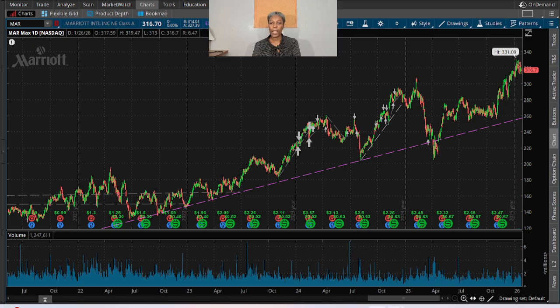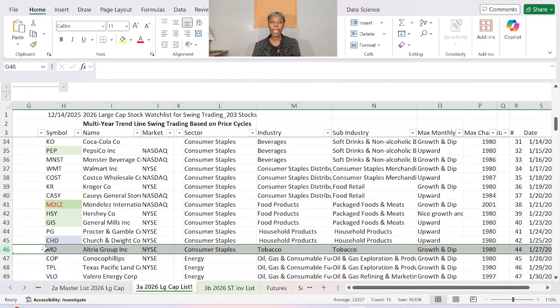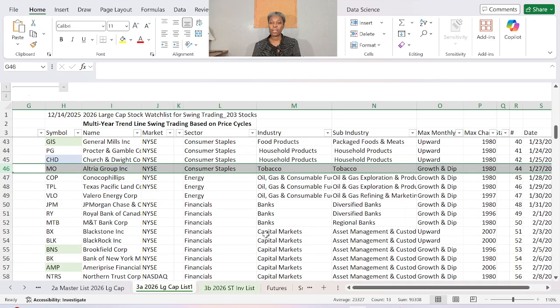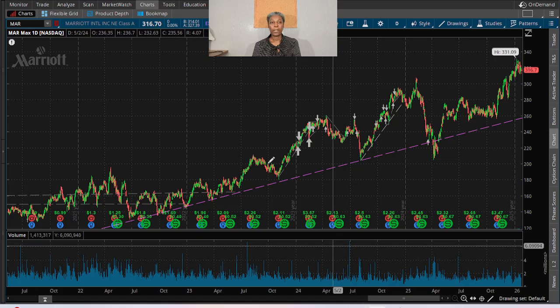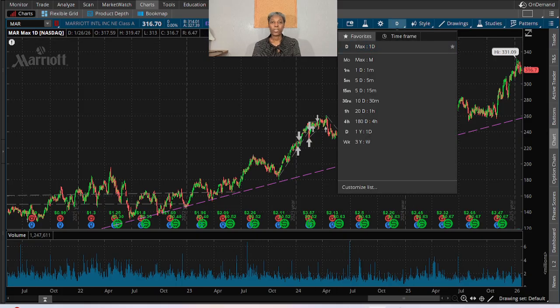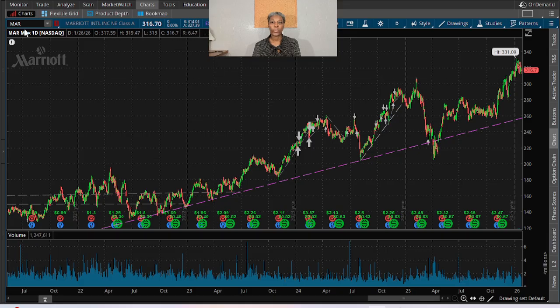We are going to analyze MO today as of January 27, 2026, and we have our maximum daily chart and thinkorswim platform open here, but we do have the stock there already. Let's take a look at it.